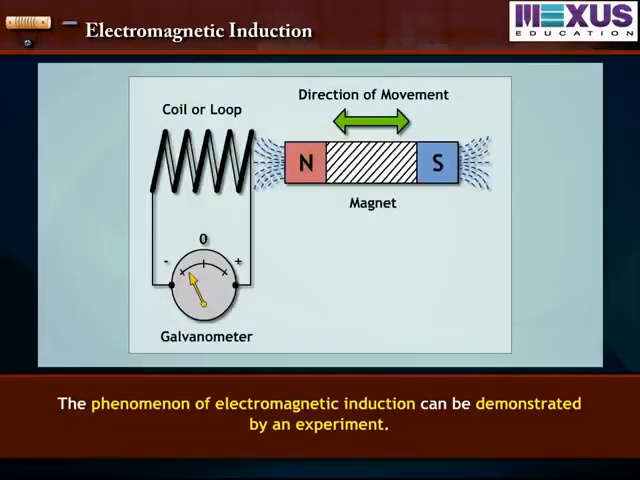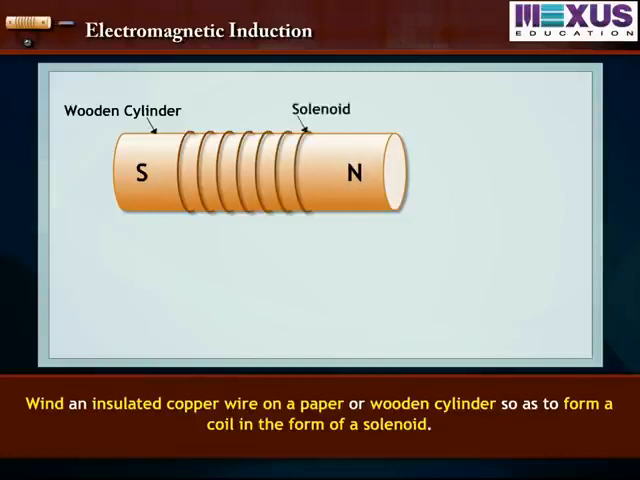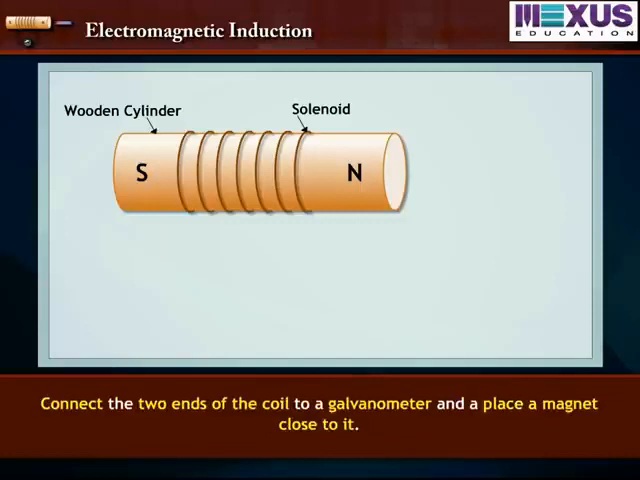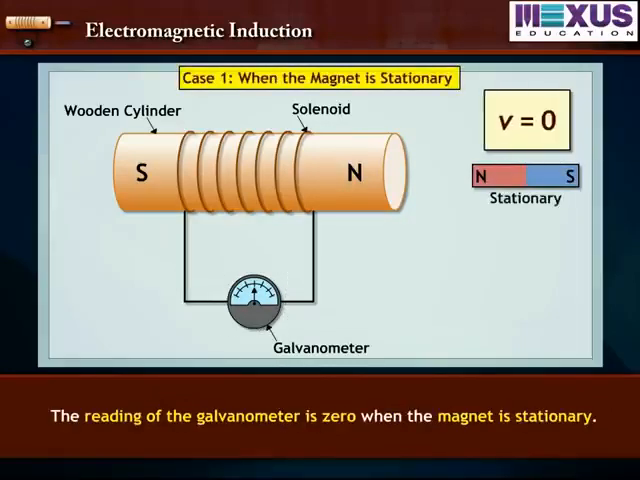The phenomenon of electromagnetic induction can be demonstrated by an experiment. Wind an insulated copper wire on a paper or wooden cylinder so as to form a coil in the form of a solenoid. Connect the two ends of the coil to a galvanometer and place a magnet close to it. The reading of the galvanometer is 0 when the magnet is stationary.